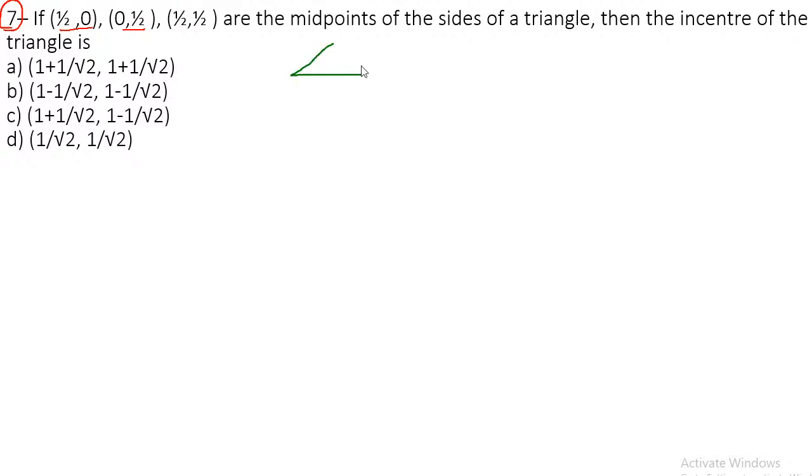So we are given the midpoints of the sides. Let the vertices be A, B and C, and let's take the midpoints as D, E and F. So D is 1 by 2 comma 0, E is 0 comma 1 by 2, and F is 1 by 2 comma 1 by 2.